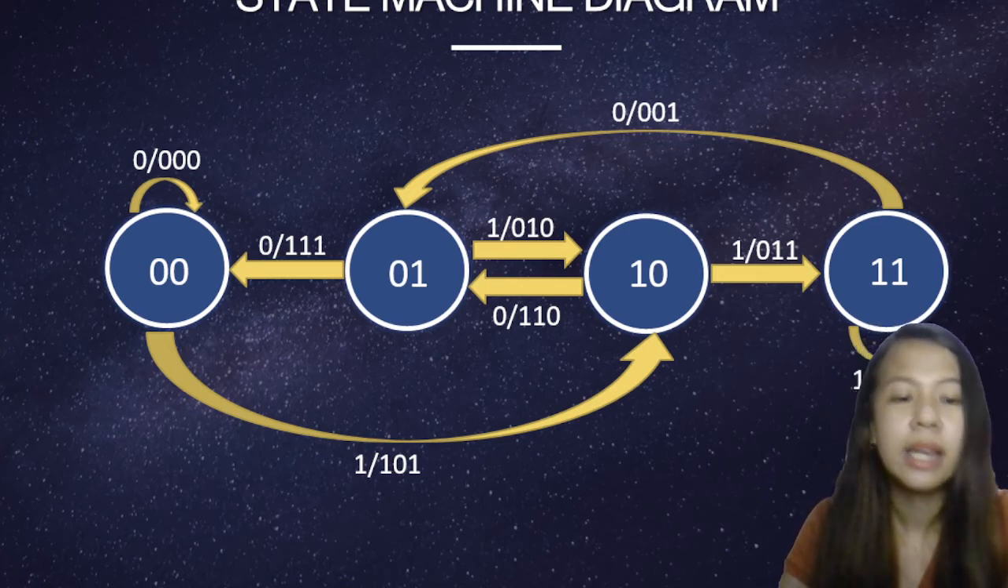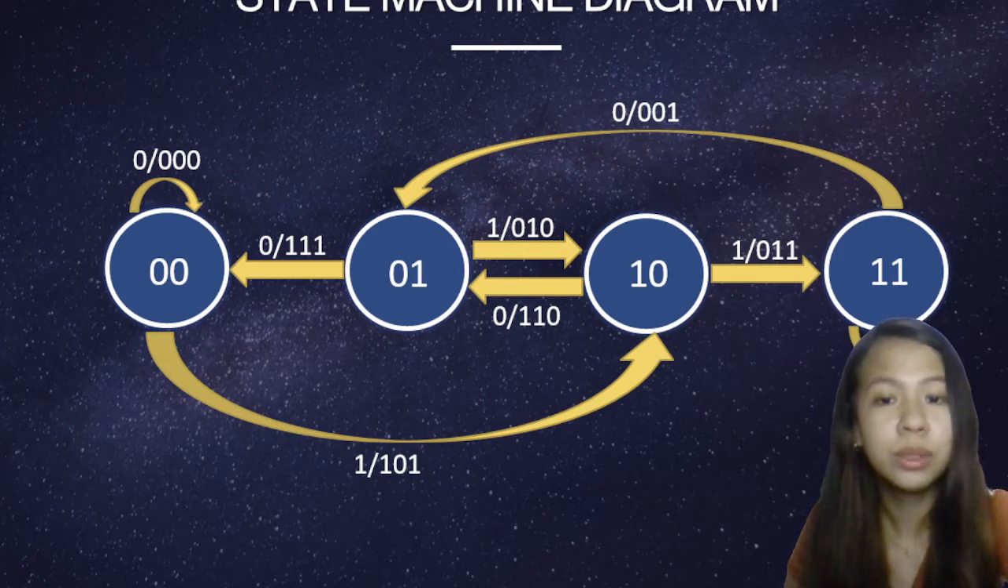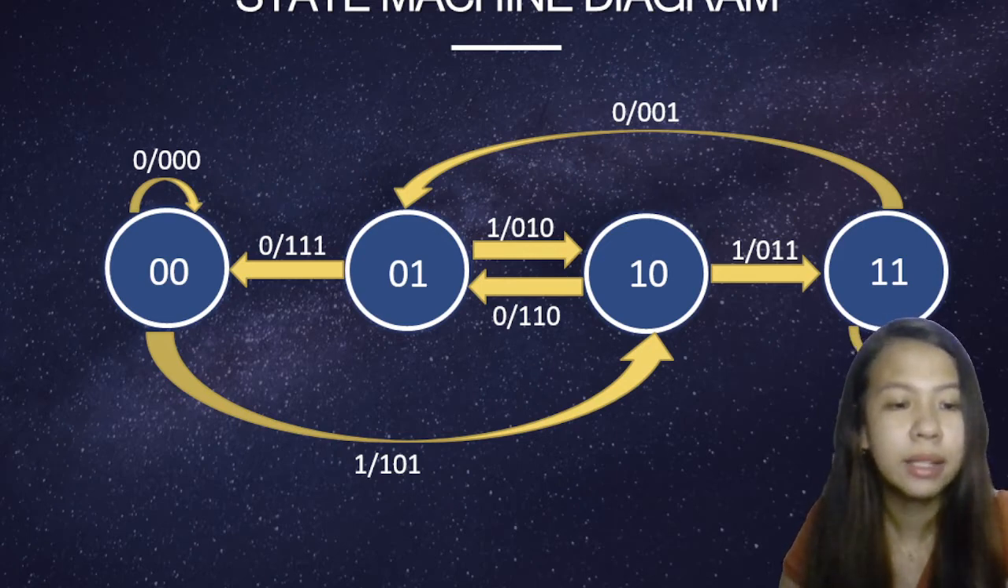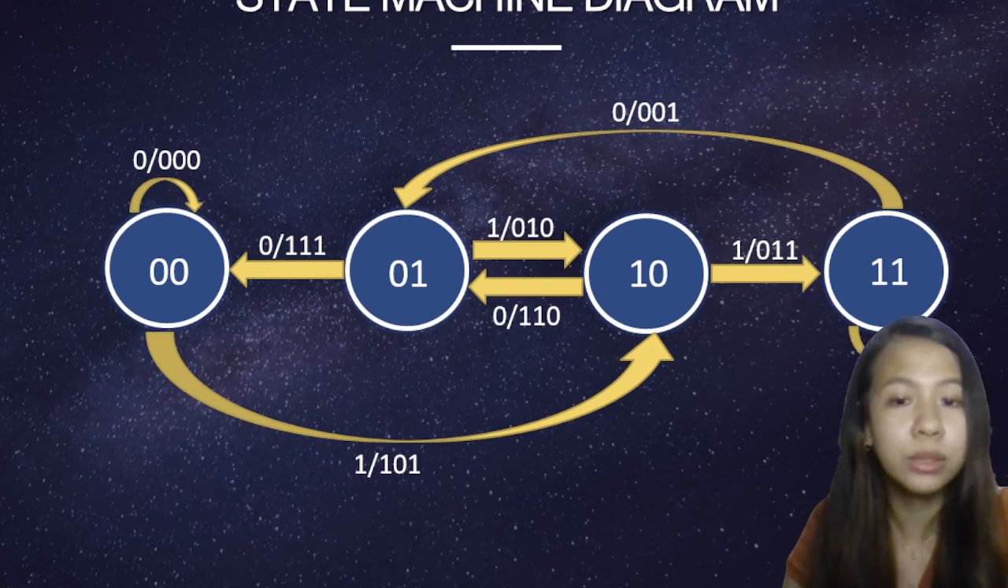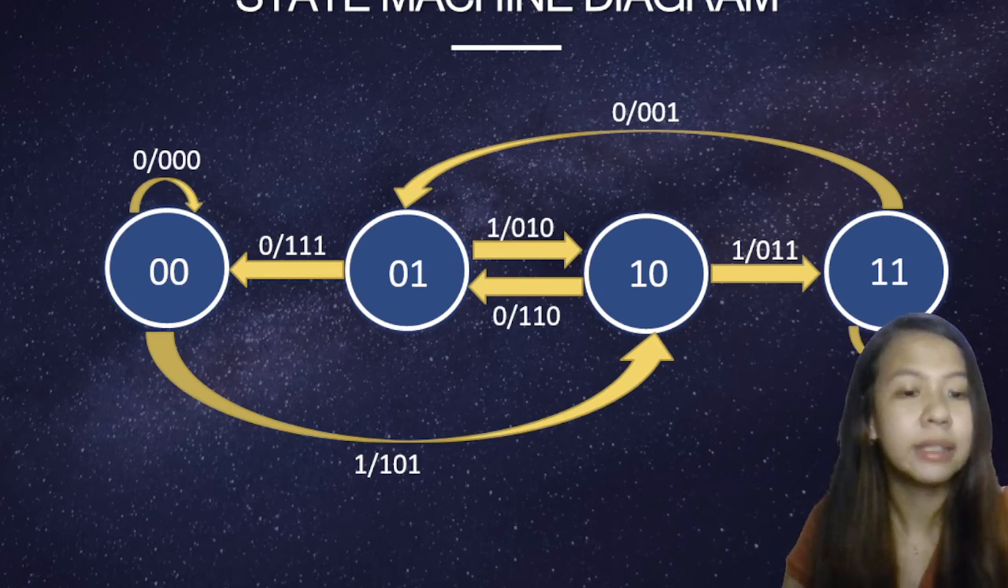And next, if the input is 1 and the current state is 0,0 here, then the next state is 1,0, then the output is 1,0,1.